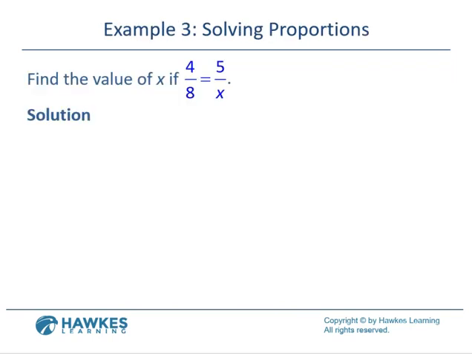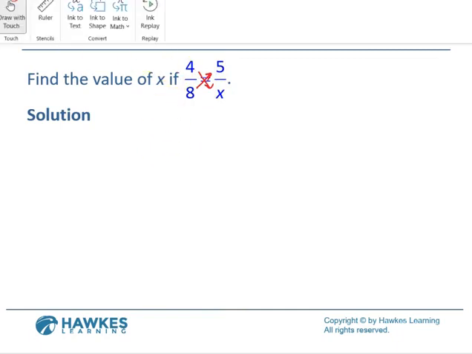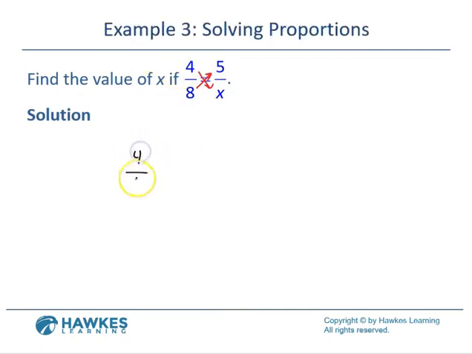Okay, so we have something like this. Find the value of x if 4/8 equals 5/x. So what we want to do is go ahead and do the cross product on this. So let me get a pen here, and I've got 4/8 is equal to 5 over some unknown. So continuing on, 4 multiplied by x is just going to be 4x. Okay, well, here notice 5 times 8, that's going to be 40.